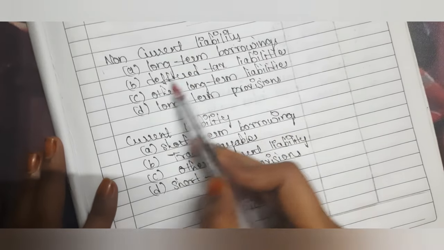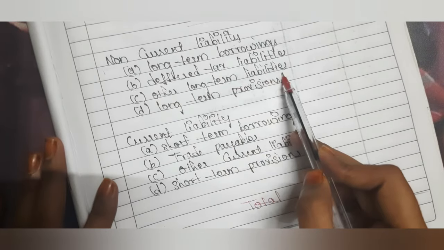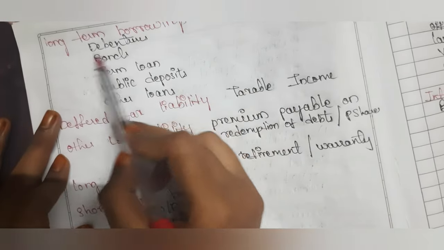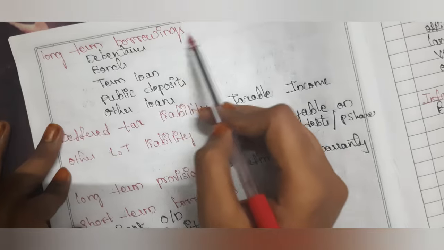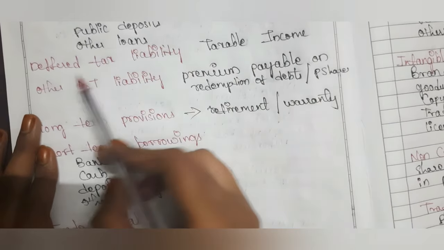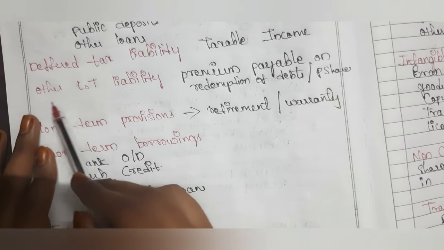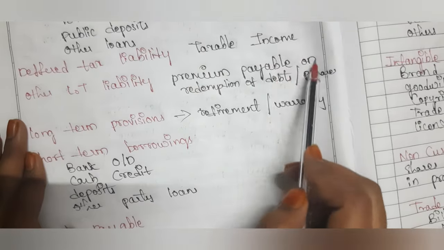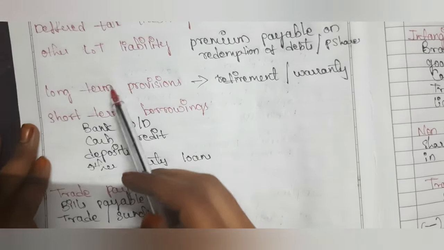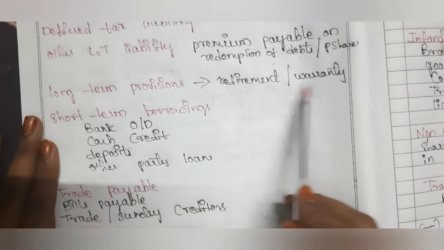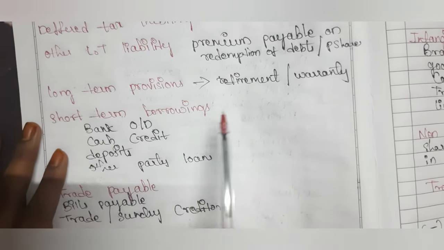Okay, then see here, then we have non-current liabilities, in that we have long-term borrowings, deferred tax liabilities, other long-term liabilities, long-term provisions. ये सब क्या है, यहाँ पे देख लो आप लोग, लॉन्ग टर्म बोरोइंग्स में डिबेंचर्स, बॉन्ड्स, term loan or public deposits, other loans if we are having, that are long term borrowings. Deferred tax liability is nothing but taxable income. Other long term liabilities can be premium payable on redemption of debts or shares. Okay, then we have long term provisions, retirement या वारंटी पे अगर अपन को provisions है तो provisions ले लेना.